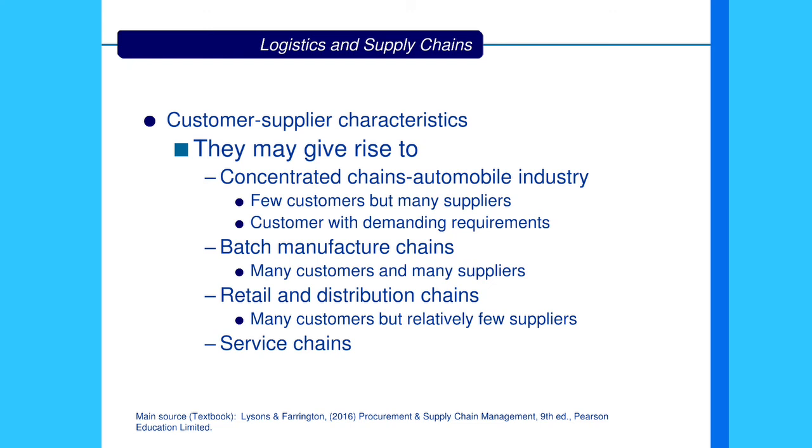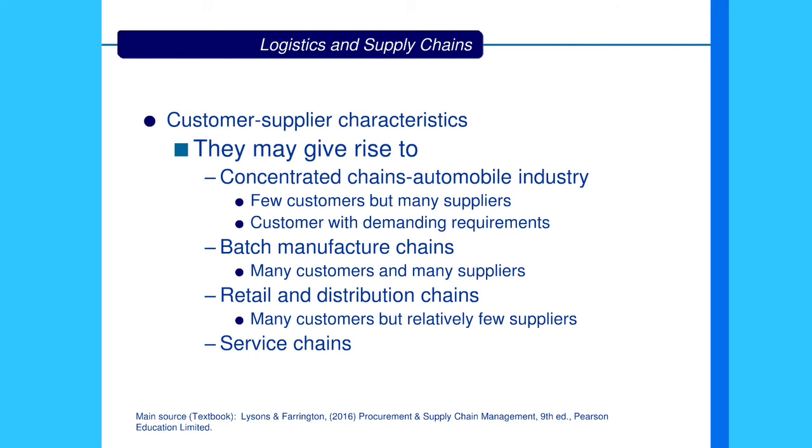The other type of chain is called batch manufacturer chain, where there are many customers and many suppliers who are manufacturing things in batches and supplying things in batches. And the third type of chains are retail and distribution chains, like Lulu, Carrefour, all these hypermarkets or superstores you deal with. They have their own chain of value network or supply chain network. So there are many customers but relatively few suppliers. There are many stores if you can see in Oman. But who are the suppliers? Suppliers are few, those who are producing the main thing for them.